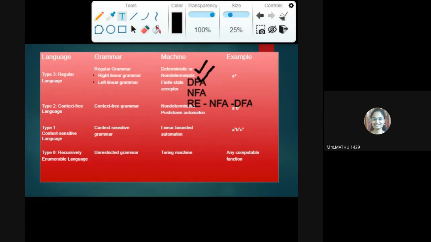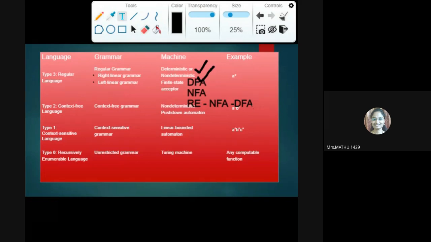Now I'll start with the definition for DFA as well as NFA, give you the difference between both of them, and we will also see some examples for DFA and NFA.